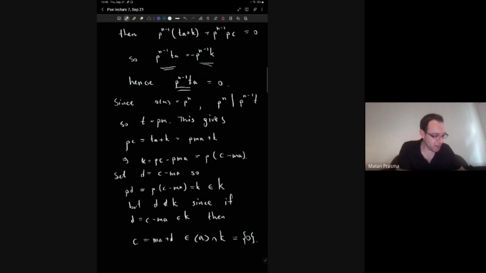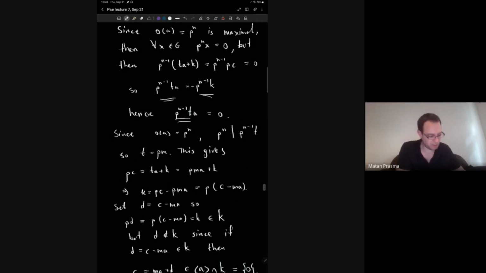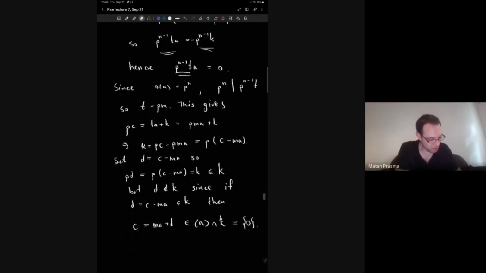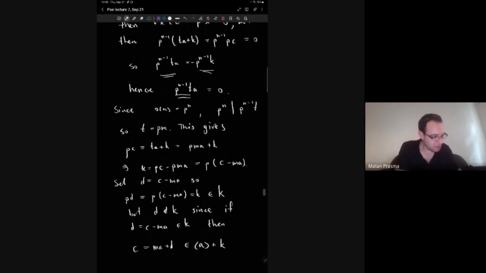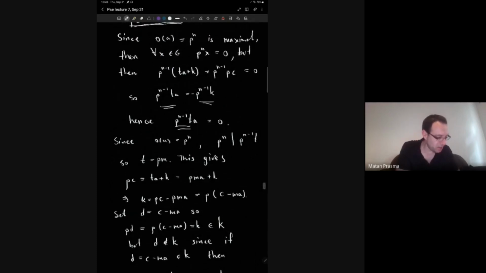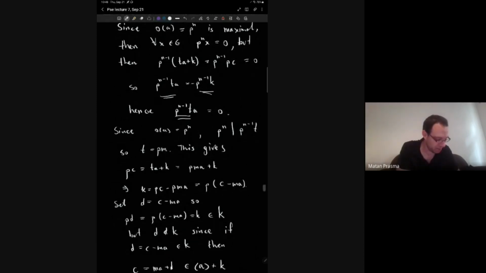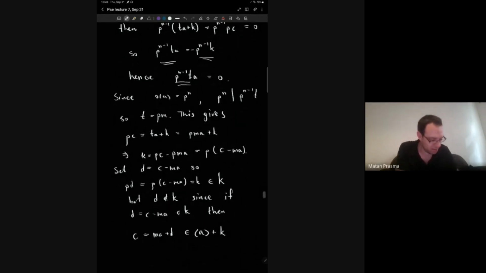Well, C by design, C. Sorry, this would mean that C is in the sum of A and K. But by design, C was chosen to be an element in G which is not in A plus K, right? This is the assumption that A plus K is not spanning all the elements in G.